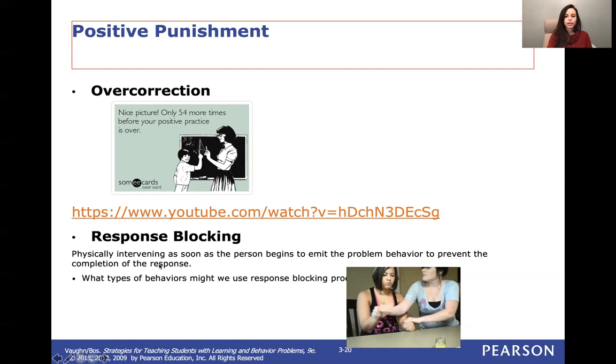Another example here is response blocking. This is a way that you can do positive punishment, especially in situations where students begin to emit problem behaviors that could turn physical. And of course, when I mention this, it's only for things that are not so aggressive that they're going to cause major damage and harm to you. That's usually a role in the school called restraint. You have to be trained in restraint management, but typically not every teacher is.